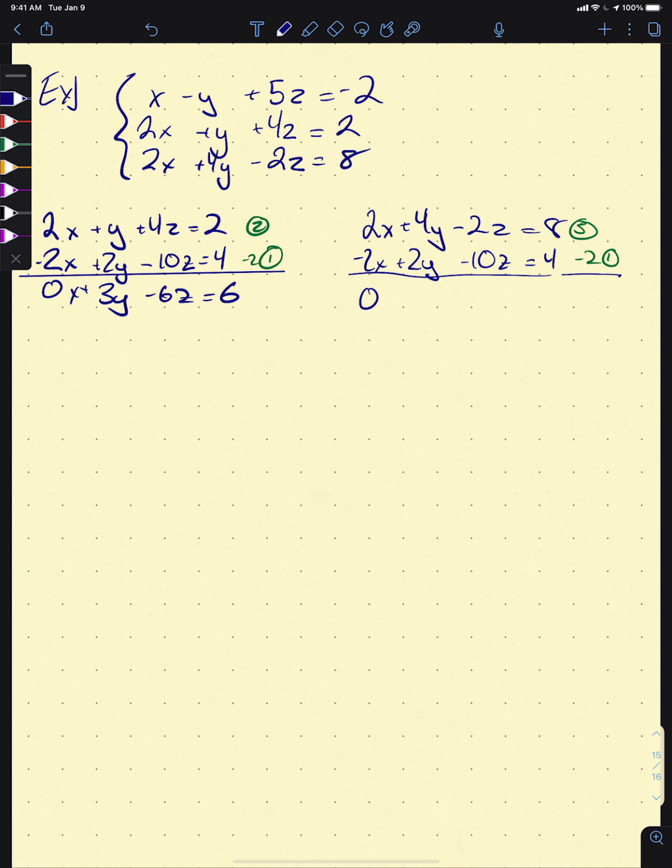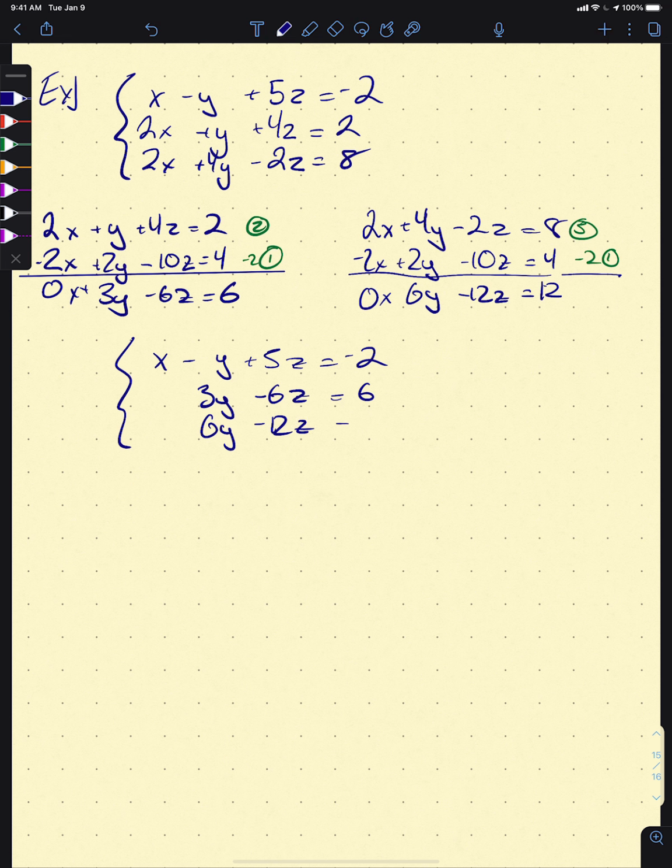And when we add these, what do we get? 0 x's, which is great, 6 y's minus 12 z's. It looks like an output of 12. Okay, so let's copy this down. We have x minus y plus 5z equals negative 2. Copying down our new equation 2, we have 3y minus 6z equals 6. We have 6y minus 12z equals 12.